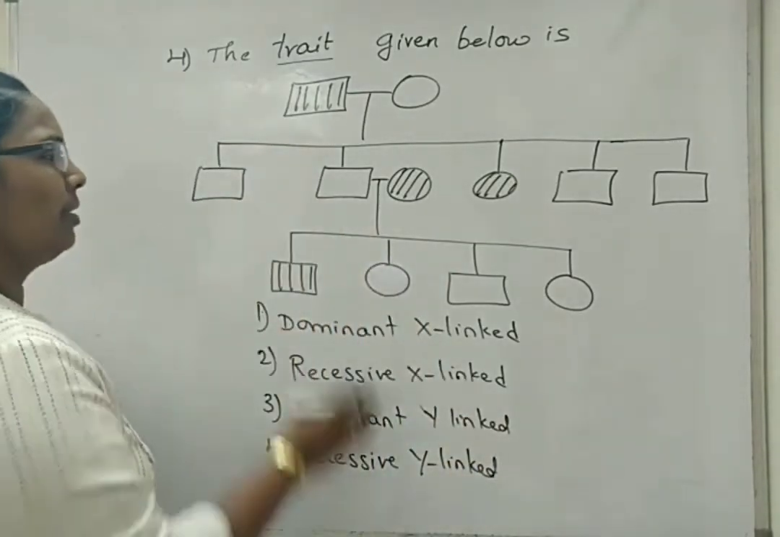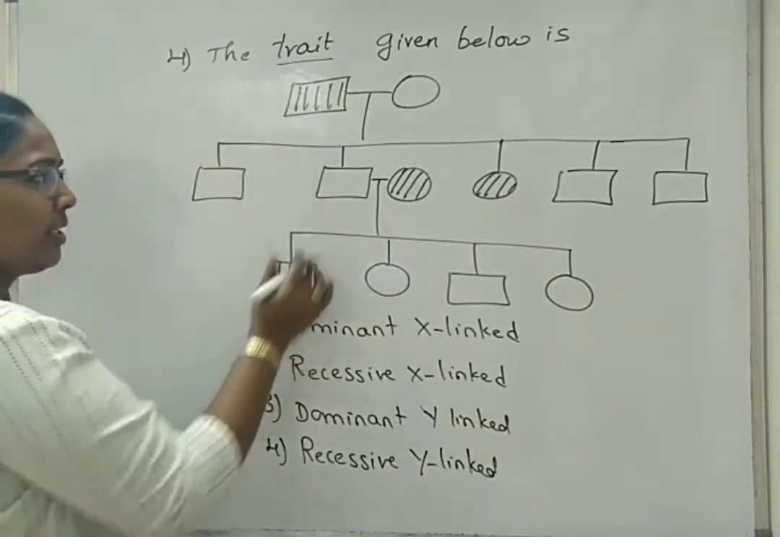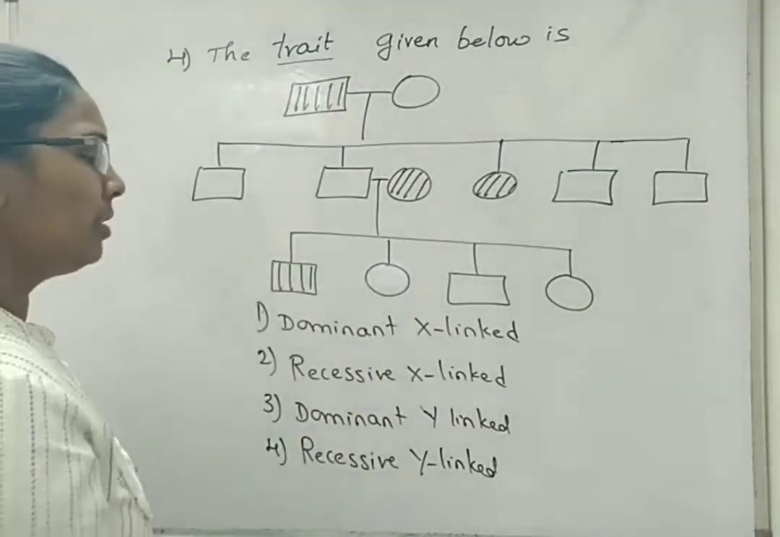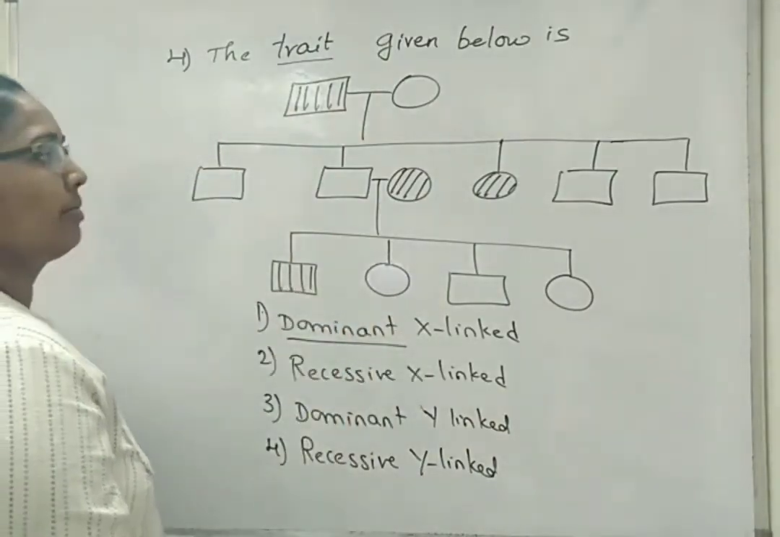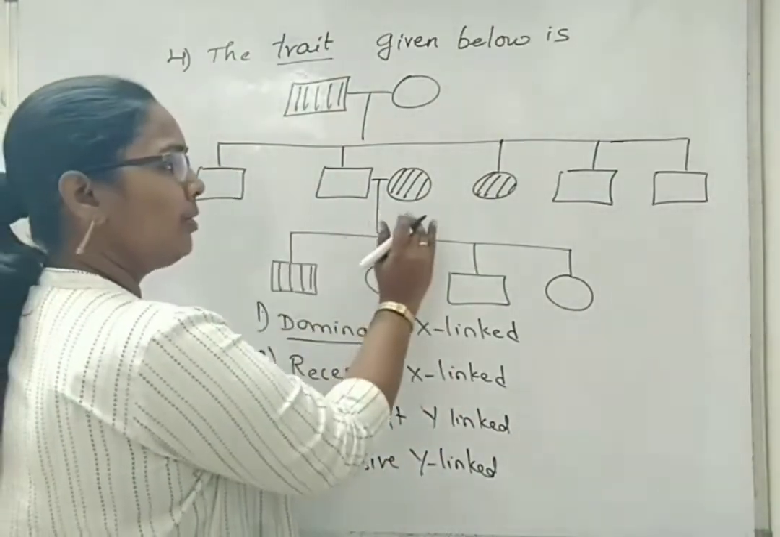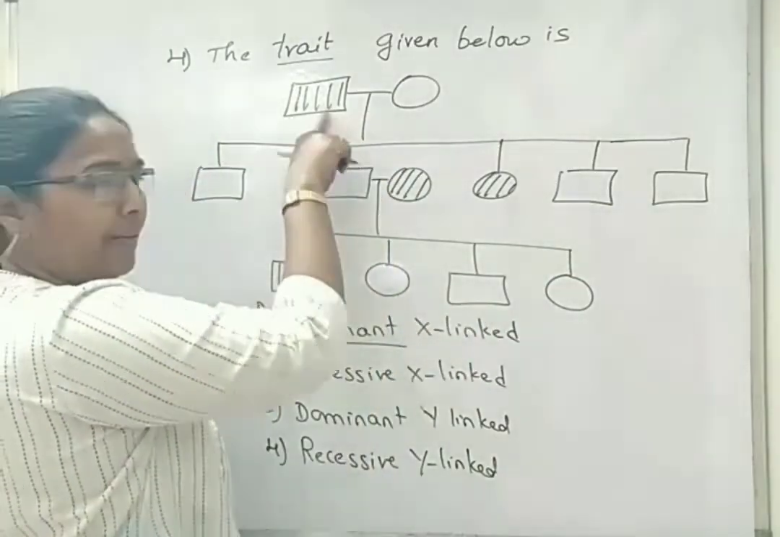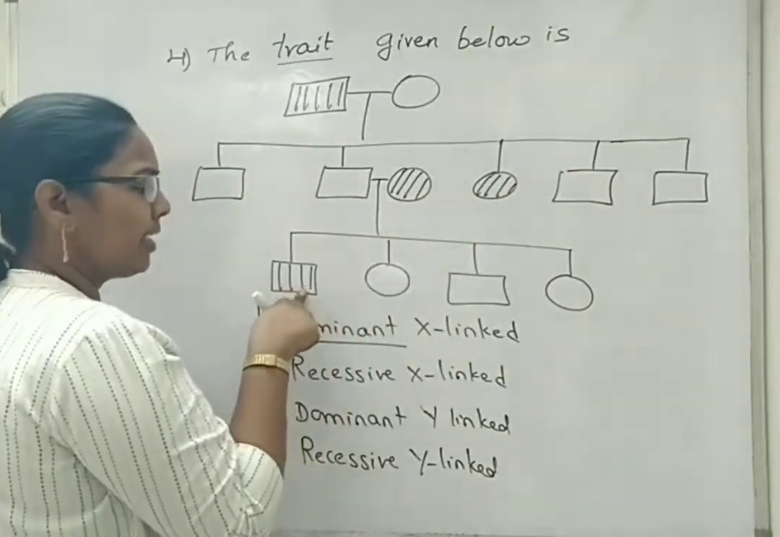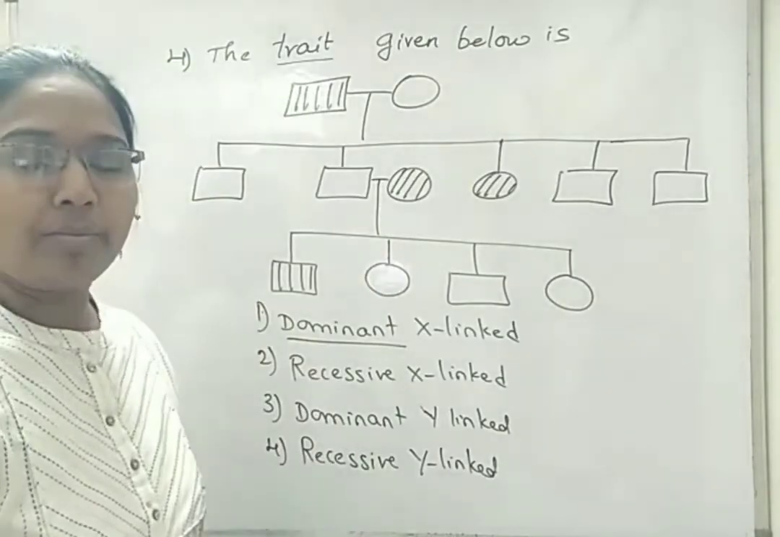First of all, we should think that this is generation 1, generation 2, generation 3. In any of the generations, the disease is not skipped. In all the generations, we are seeing the disorder. So, first of all, it is dominant. Then, in any generation, we did not see both the male and female getting expressed. In this generation, we are seeing male affected. In this generation, we are seeing female affected. In this generation, we are seeing again male affected. But in any generation, both male and female are not commonly affected.